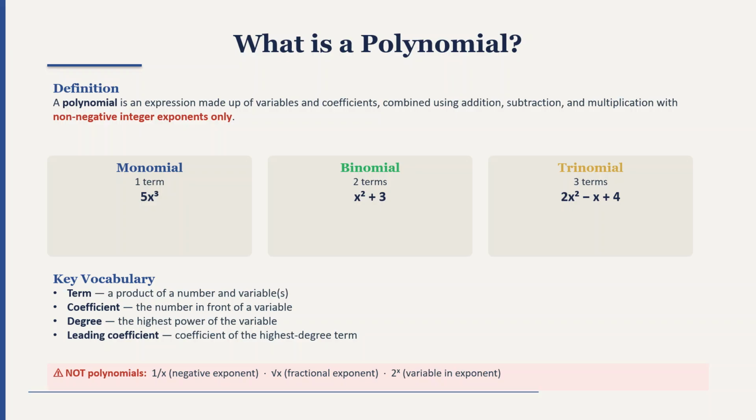And here is what is not a polynomial. Expressions with negative exponents like x to the negative 2, or with variables under a square root, or with variables in a denominator. Those break the whole number exponent rule.